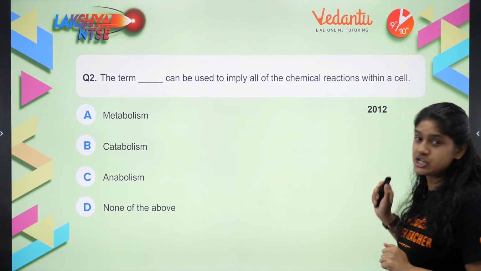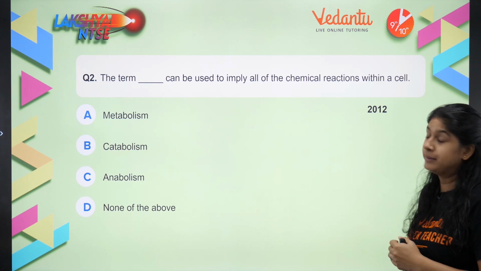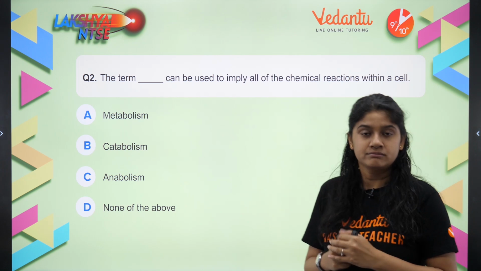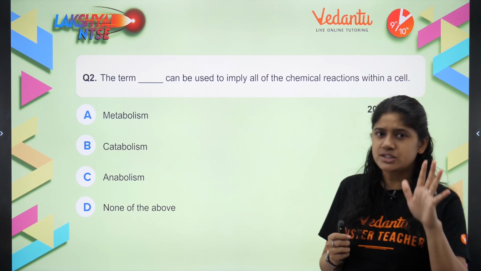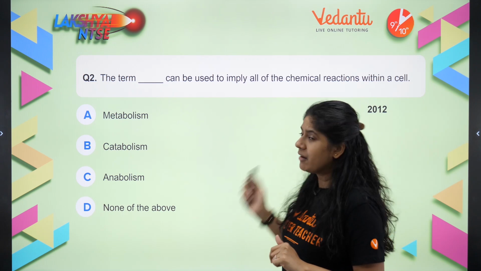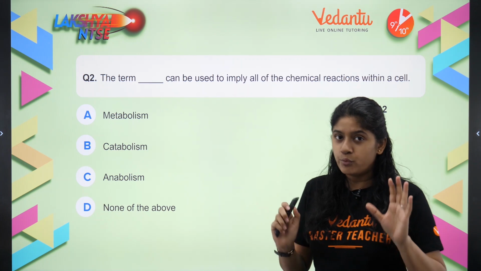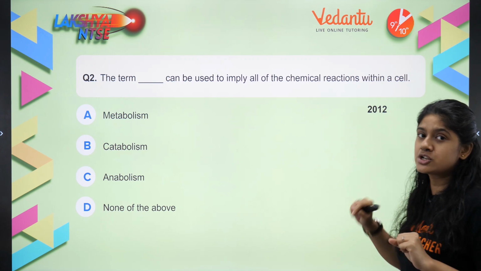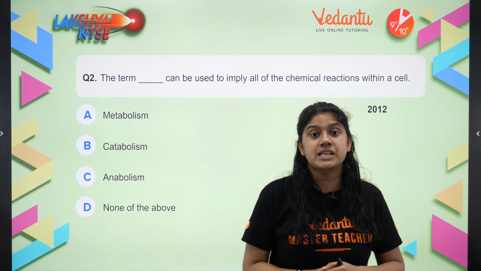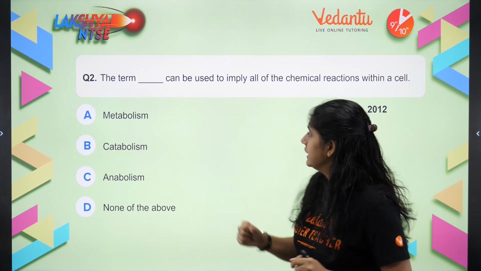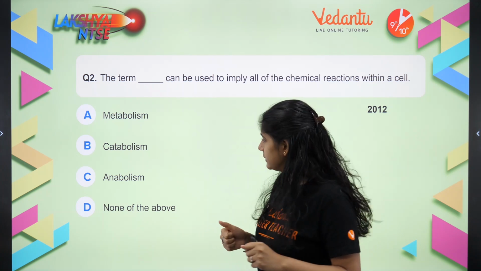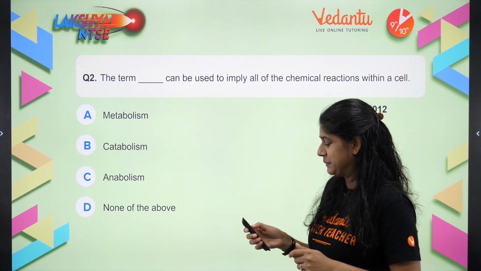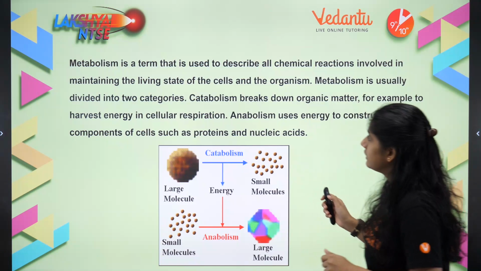The term dash can be used to imply all the chemical reactions within a cell. Is it an easy question or a twisting question? We have to find a word which can imply all the chemical reactions that are occurring in the cell. What do you think? Is it metabolism? Is it catabolism? Anabolism or none of the above? What do you think? Let's see.